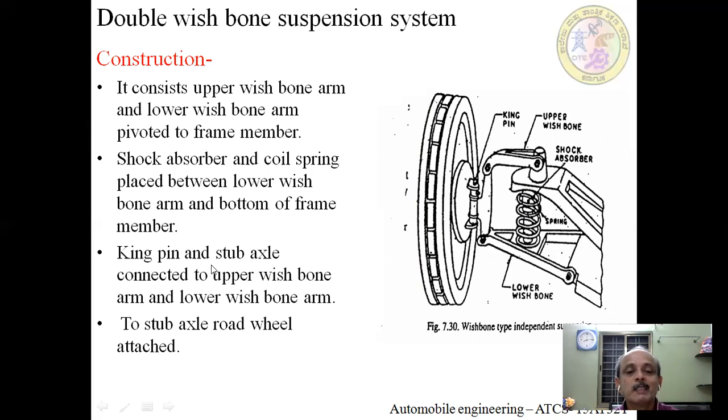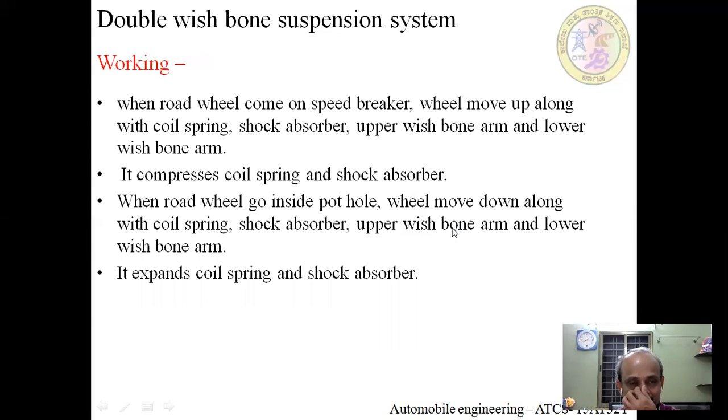Next one is the kingpin and stub axle. This is your kingpin and here to here is the stub axle. The kingpin and stub axle are connected to the upper wishbone arm and the lower wishbone arm. To this stub axle, the road wheel is attached. Very simple. Now we'll go to the next one, working.